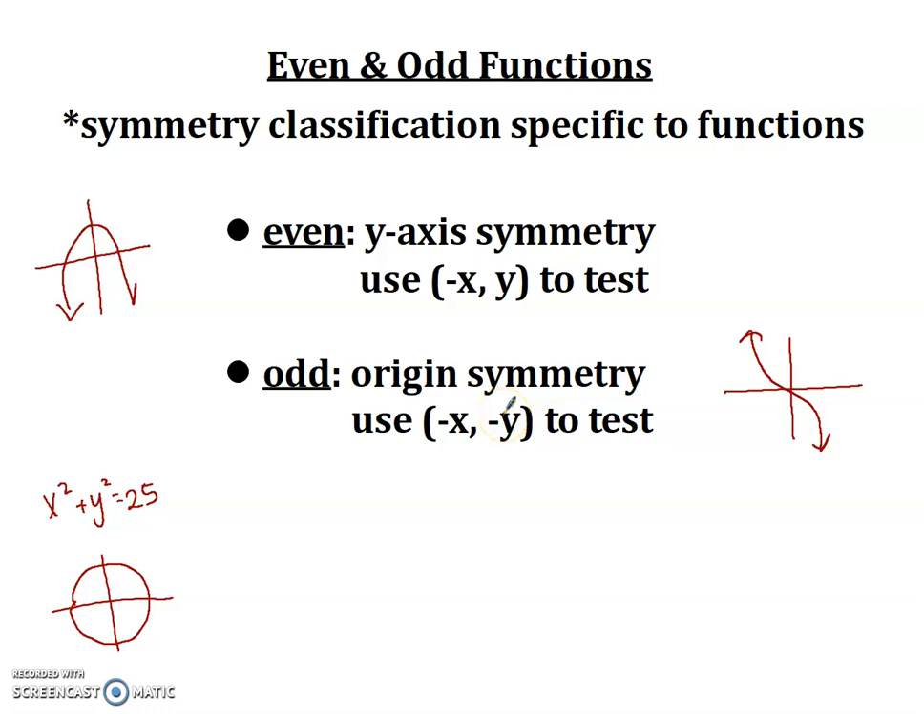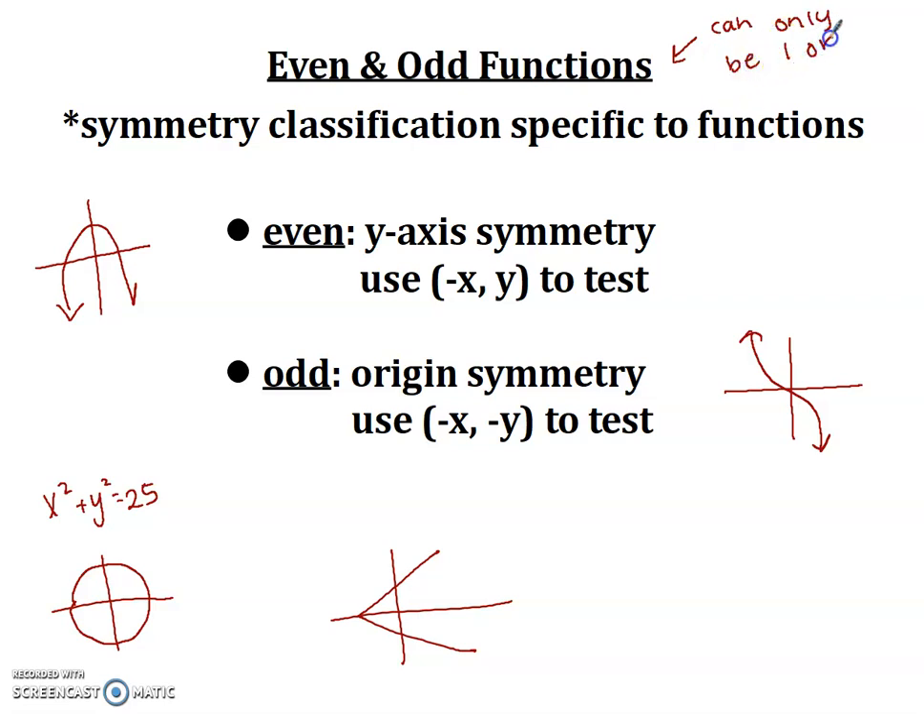So if they're asking for even and odd, they're saying we're only giving you functions to look at. So that x-axis symmetry, this graph right here, I can see this is not a function. It doesn't pass the vertical line test. So if they're asking you to classify something as even and odd, you're only checking for either y-axis symmetry or origin symmetry.